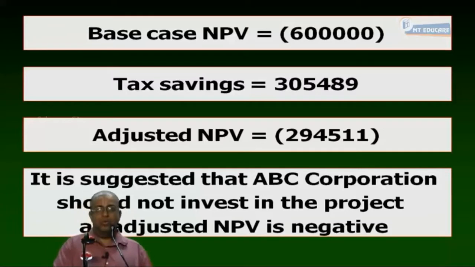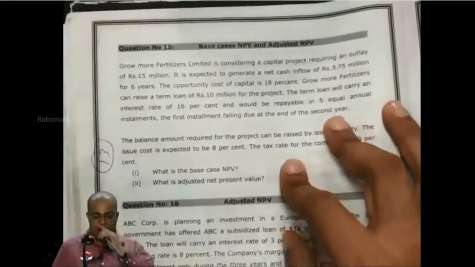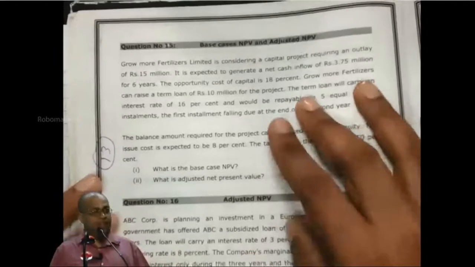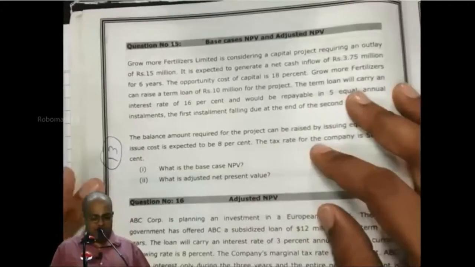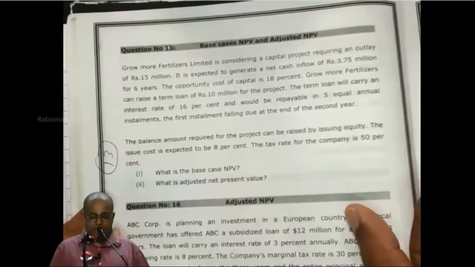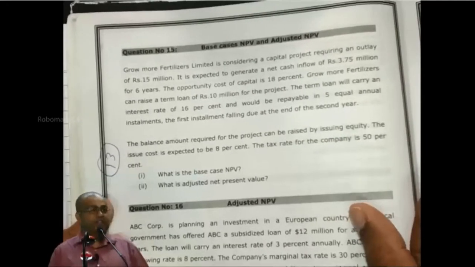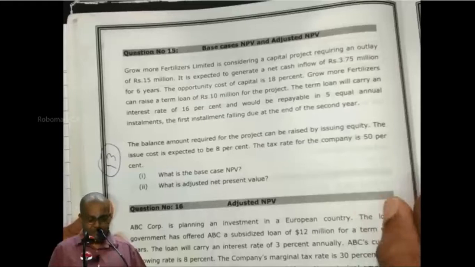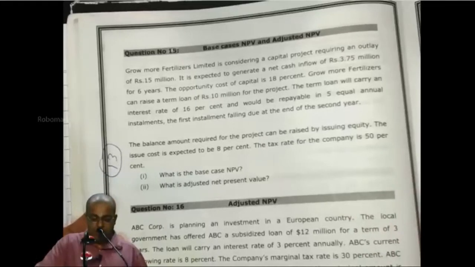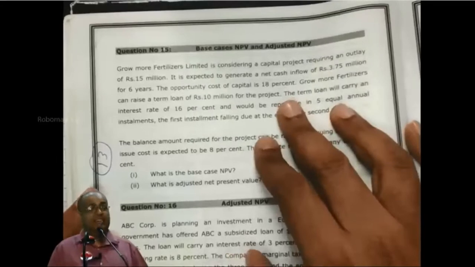Grow more fertilizers is considering a capital project requiring an outlay of 15 million. 15 million means how much lakhs? 150 lakhs. It is expected to generate a net cash inflow of 3.75 million for 6 years. The opportunity cost of capital is 18%. It is KE. Okay.